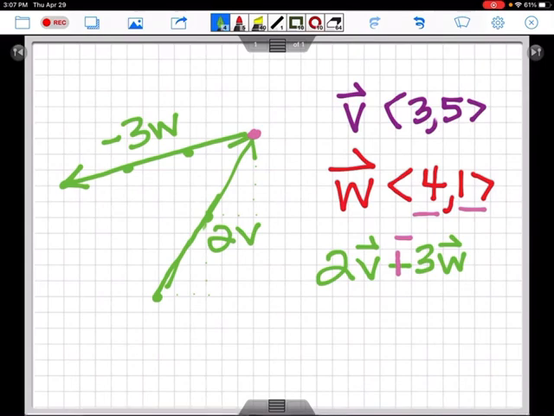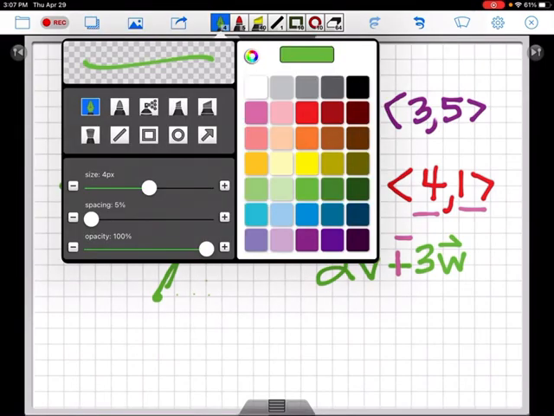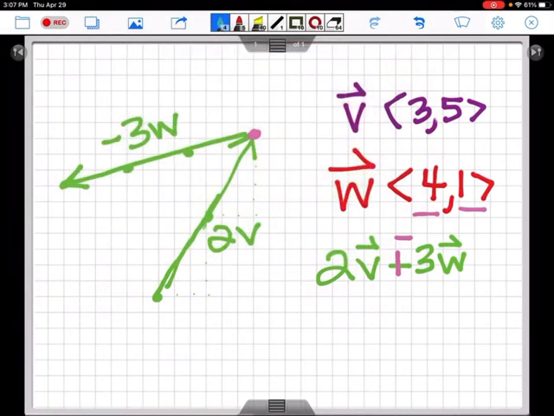And I need to add them together. So when I add them together, I go from the beginning of the very first thing that I did over here to the end, and I've got that vector right there. It represents 2v plus -3w.